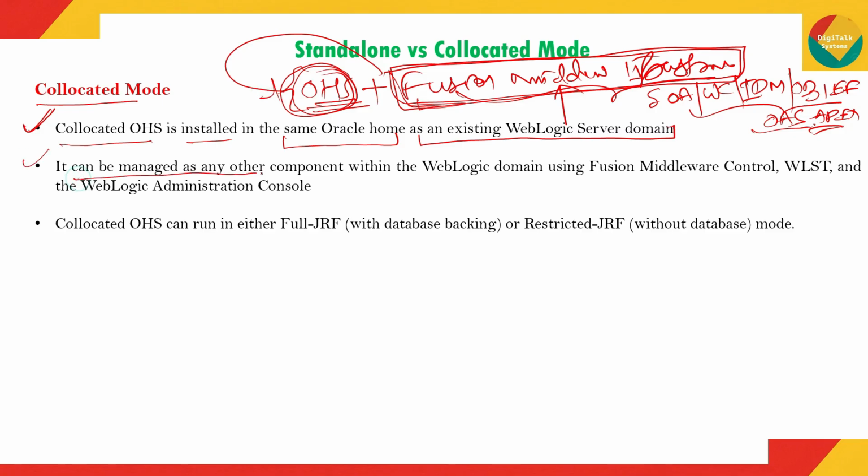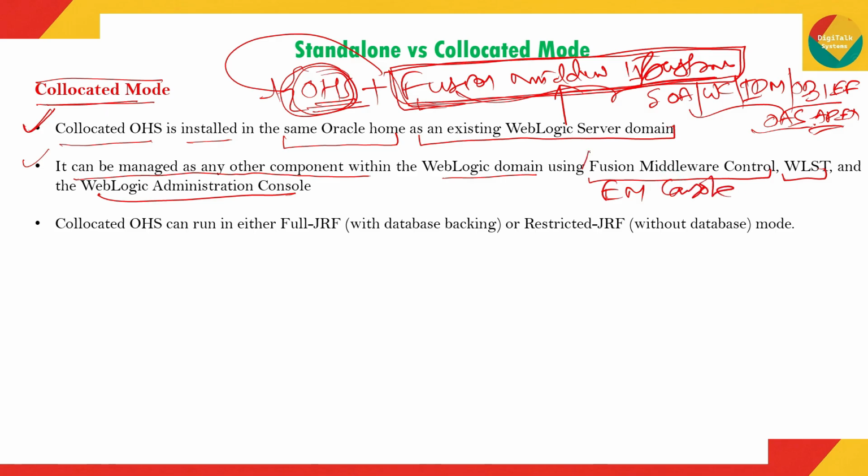It can be managed like any other component within the WebLogic domain using Fusion Middleware Control, WLST scripts, and the WebLogic console. So now what does it mean? When we have installed the OHS in the co-located mode, in the Fusion Middleware infrastructure we have the EM console, right?